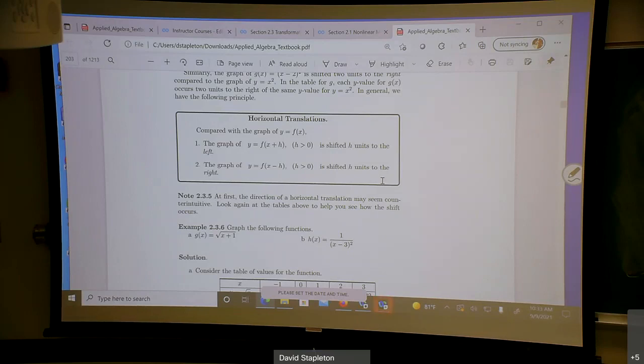Now part two is to do stretches and compressions. This is a little harder still, but once you're done with these, you'll feel like an accordion player doing your graphs. It's terrible. All right, stretches, compressions. The graph of y, and I forgot what letter they used here.